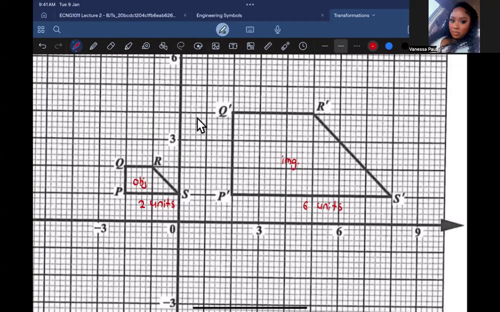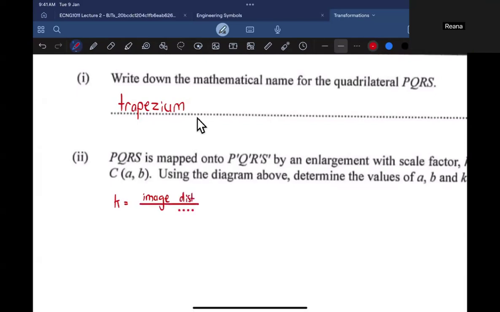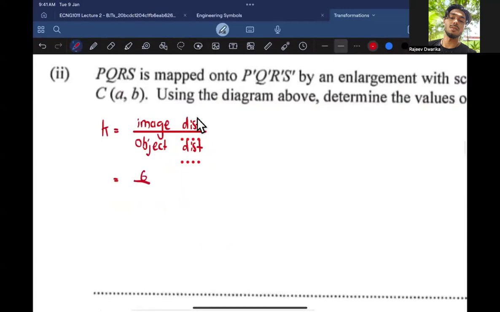So the formula for the scale factor k is just any distance on the image over the corresponding distance on the object. You can use any one, but it has to be corresponding. In this case, we decided to use 2 and 6, so 6 over 2.